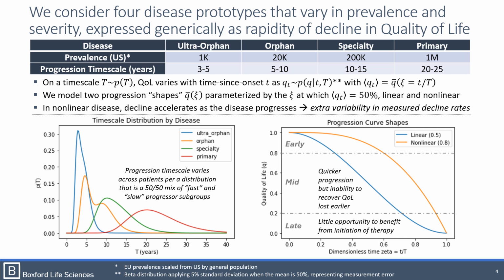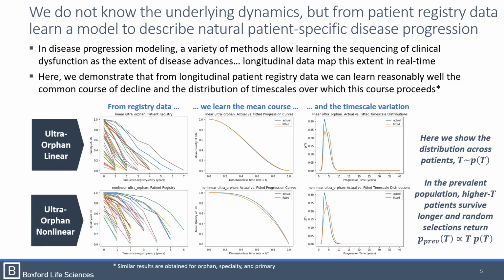As we'll see, even these 2 diseases, if they have the same population, they have the same timescale distribution, yield very different commercial forecasts and outcomes under health technology assessments solely due to this shape of distribution. As I said, we don't know the underlying dynamics, and so we use those actual models on the previous page merely to generate patient registry data, and then all we see is that registry data, and we use that to try to infer, again, the underlying dynamics.